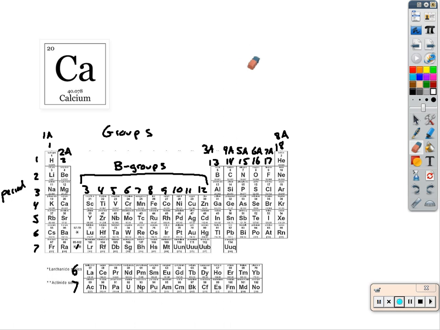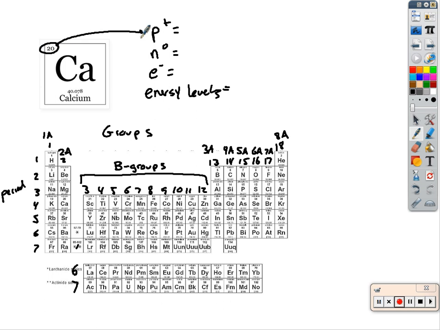Then we're going to start with the things that we already know. We're going to start with the number of protons, the number of neutrons, the number of electrons, and the number of energy levels. First, the number of protons. That's the atomic number. Again, there are two numbers in the box. The atomic number is the whole number, the 20. This is what we use to figure out the number of protons.